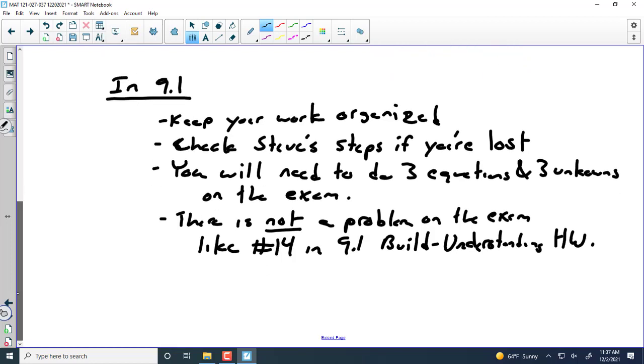Okay, that's it for 9.1. Any questions, comments, concerns? These you just need to practice so you can keep your work organized on the test and nail it.